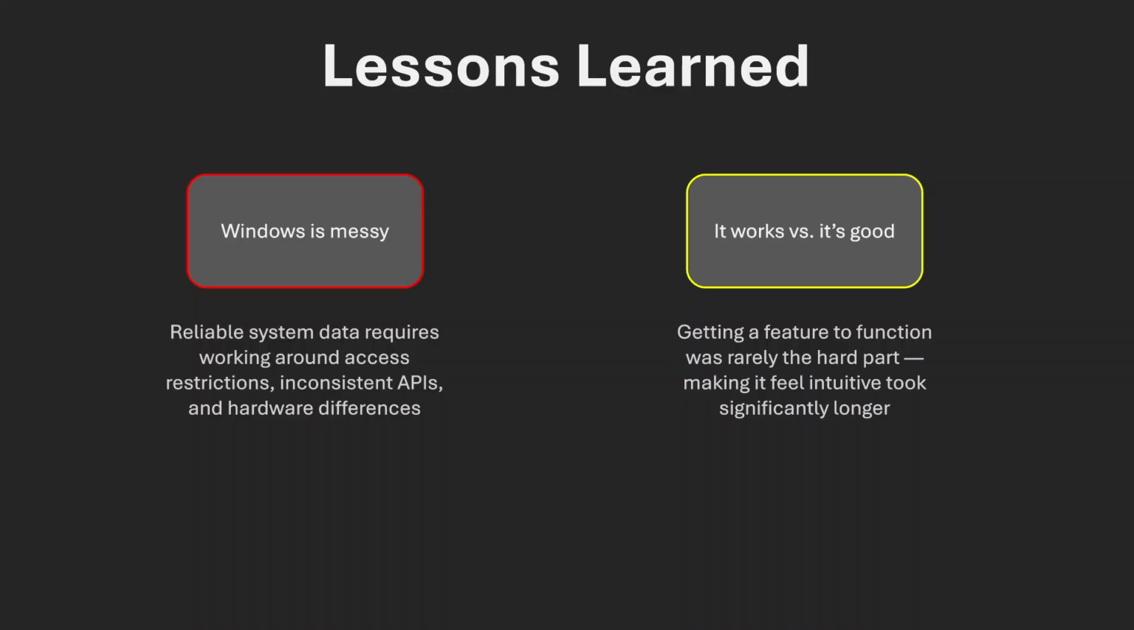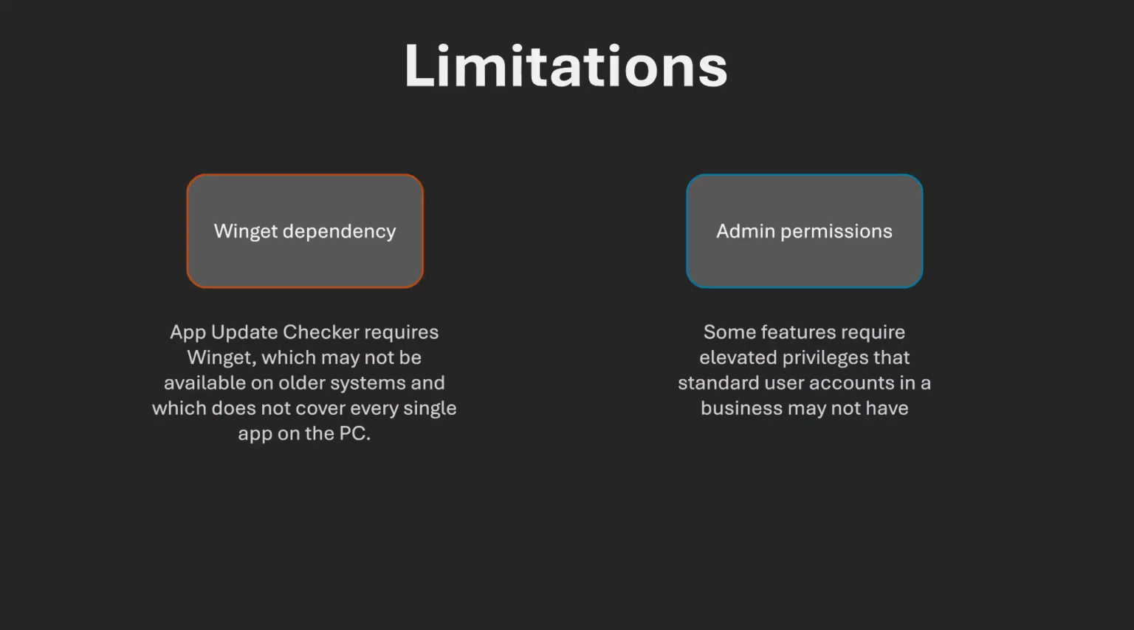One thing we didn't fully anticipate was how much time goes into the gap between it works and it's actually good. Getting a feature to function was rarely the hard part. Getting it to feel intuitive, handle edge cases gracefully, and fit cleanly into the rest of the app took significantly longer. That ratio surprised us, and it gave us a much more realistic picture of what production quality software actually takes. There are two limitations that are worth naming specifically.